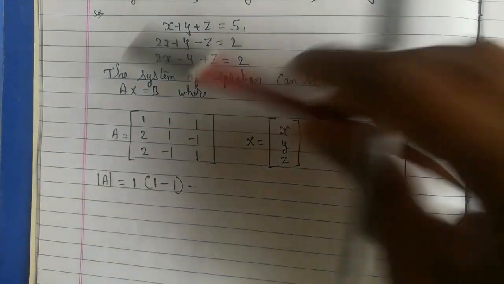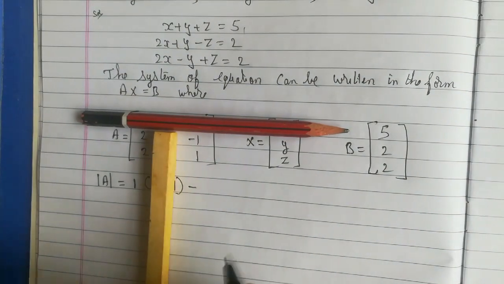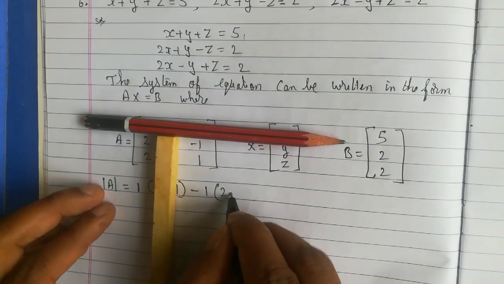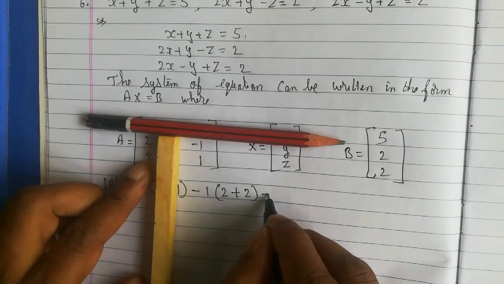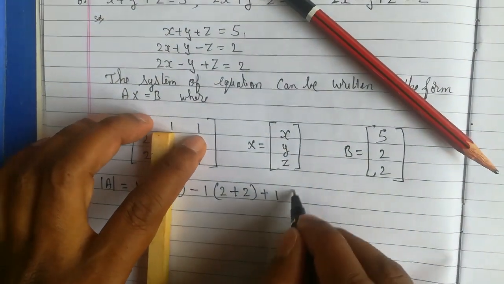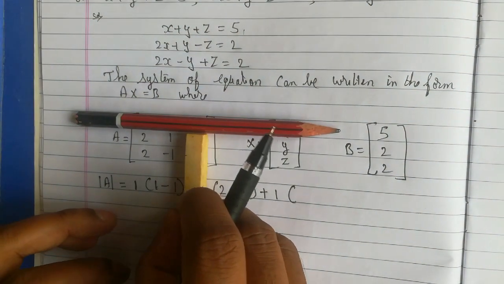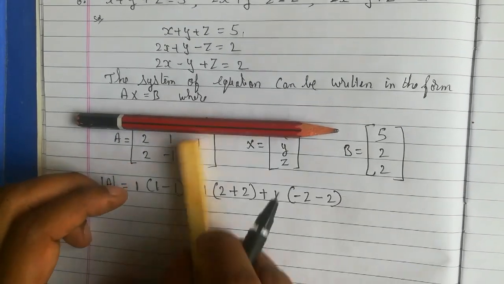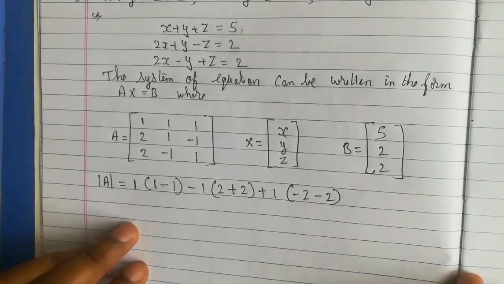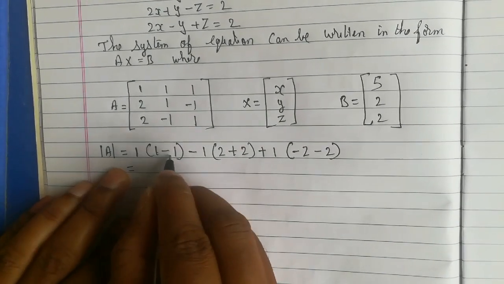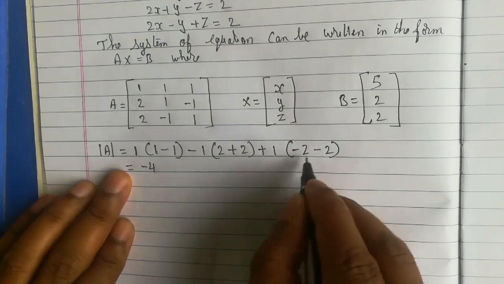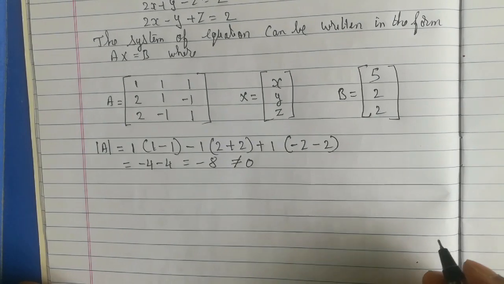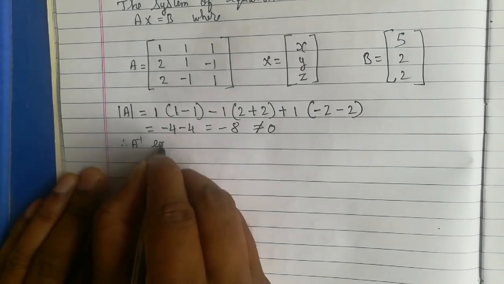Now take this one. Leave out that row. Leave out that column. This one, multiply this both, minus, minus 2, minus into minus is plus, alternately plus minus plus. Here 1 is there, 1, so leave out this row and column, multiply this 1 into 2, minus 2. We have seen this in the previous video. Now expand this. This is 0, 4, 4 minus 4, minus 4, minus 8. This is not equal to 0. Therefore, A inverse exists.